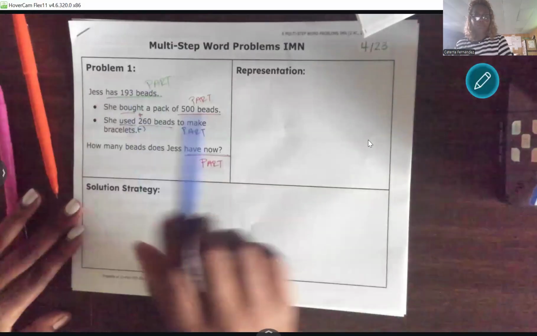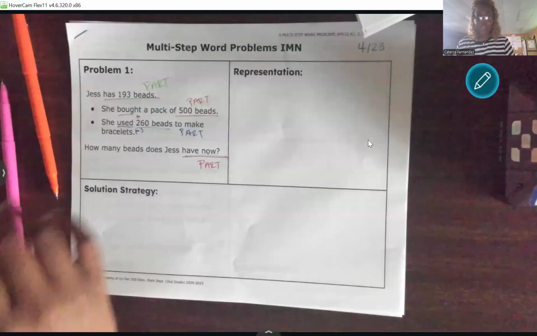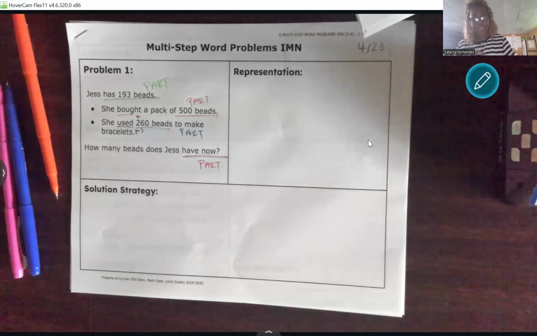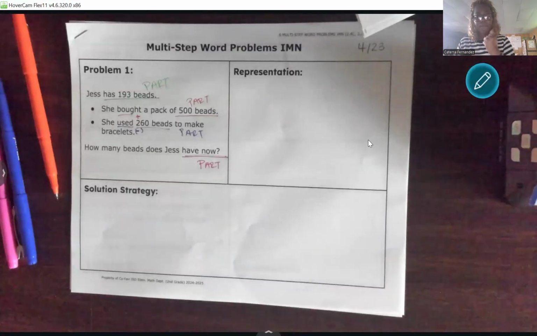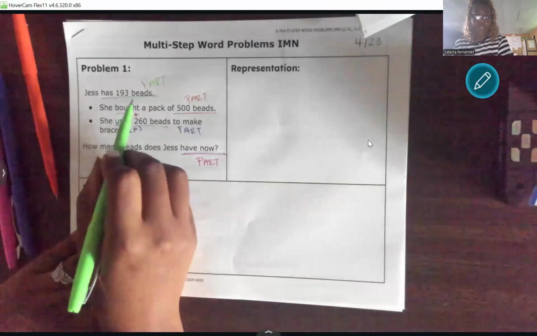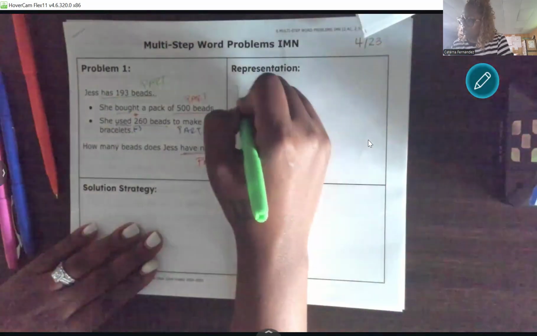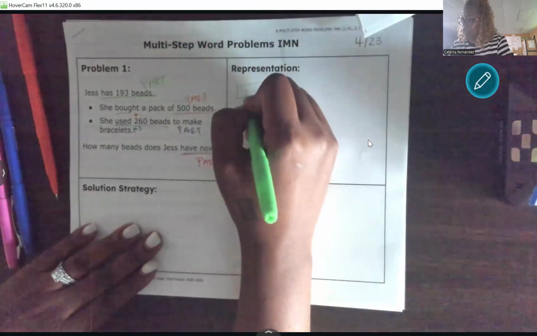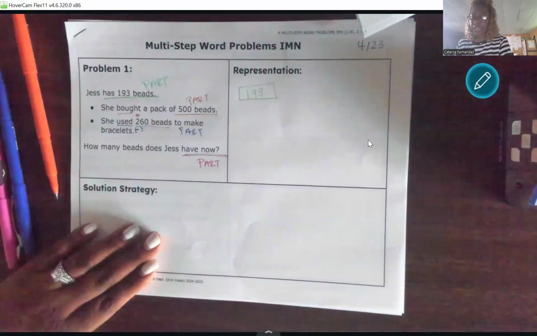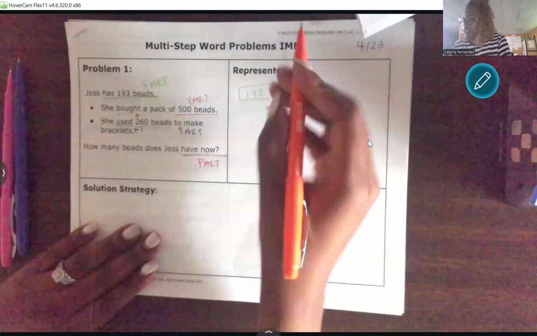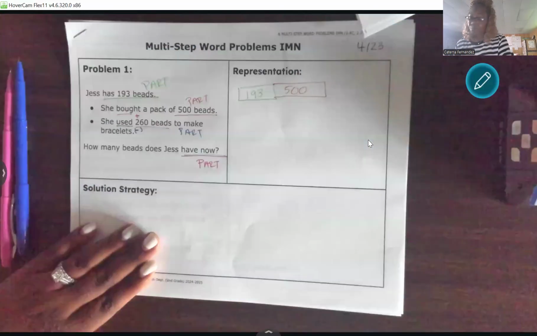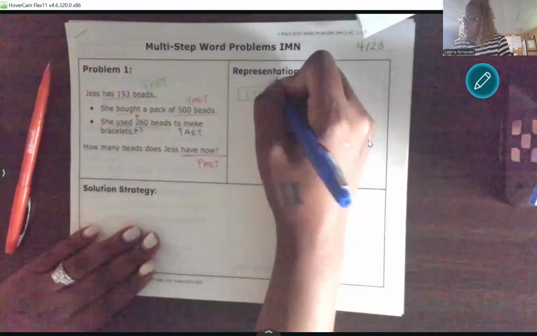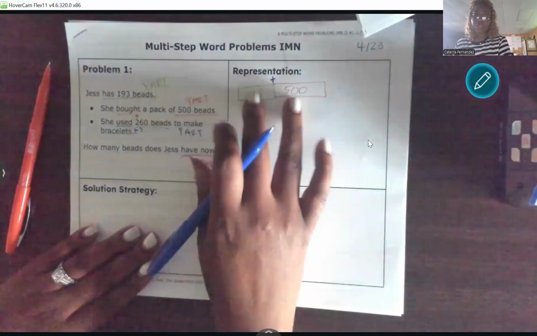So now that we have it labeled, we move on to our representation. When you're representing the problem, they're using a strip diagram and a number line representation. Since we're adding and subtracting, we'll have two numbers on the top and two numbers on the bottom. The first number that goes on the top is 193 beads because that's what Jess started with. And then Jess bought a 500 pack of beads. Now, I like to put in a little addition symbol up here because I know that these two numbers will have to be added.